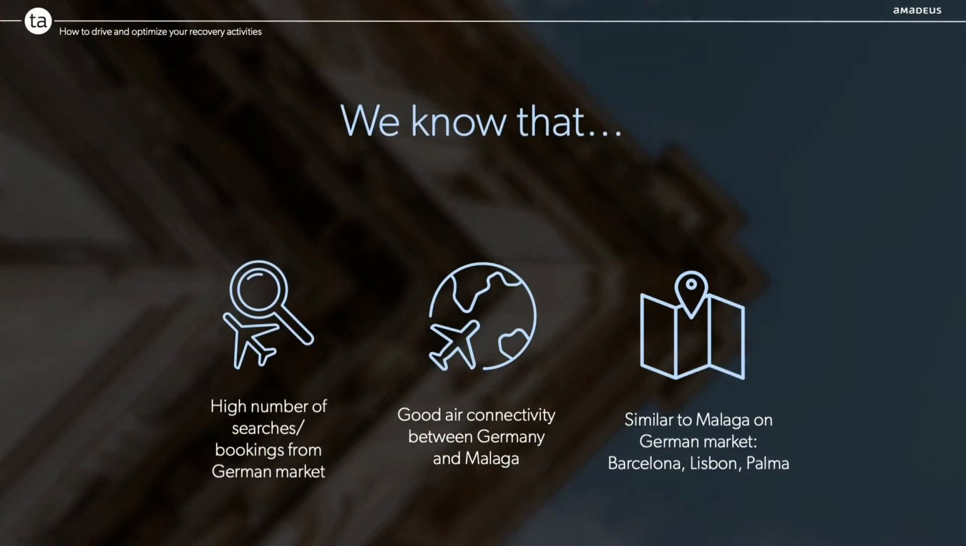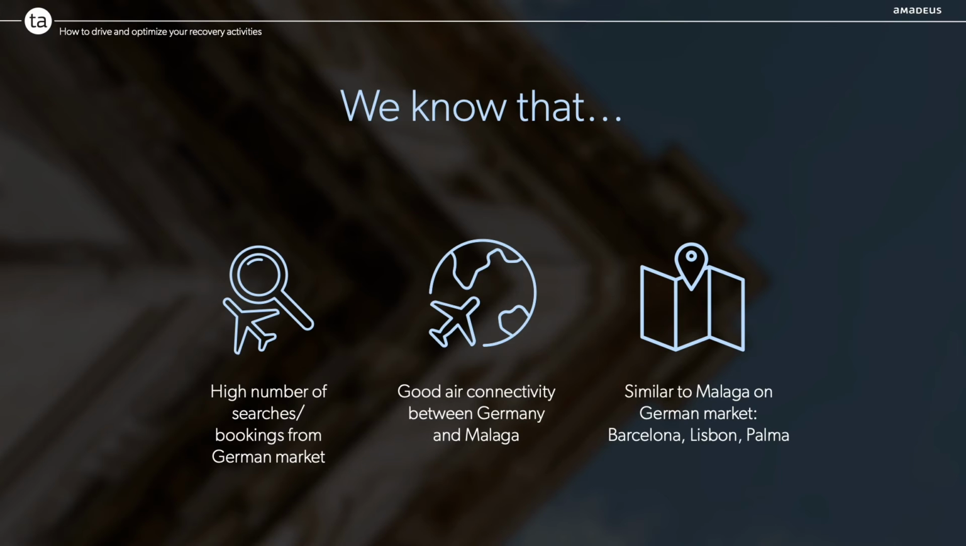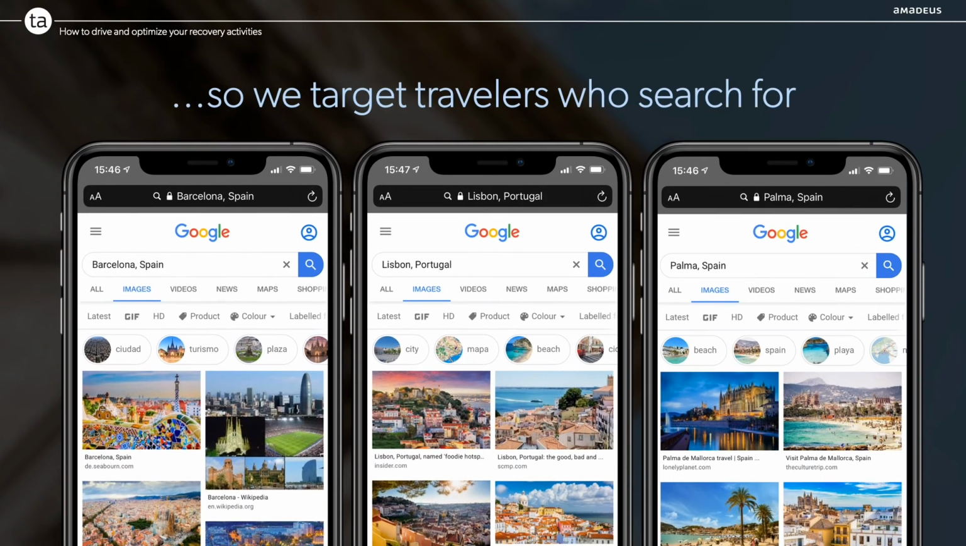We know that there are a lot of searches and bookings from the German market. We also know that there is good air connectivity between Germany and Malaga. We know that Barcelona, Lisbon and Palma are considered to be competitive destinations, and we are also aware of the interest that these 3 destinations are receiving in the German market. This indicates high conversion potential there.